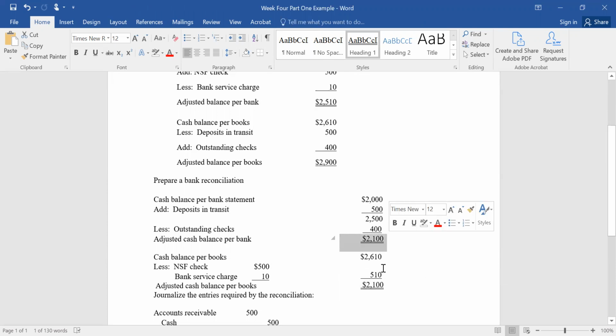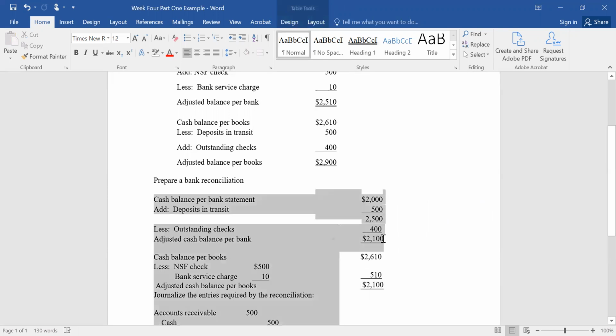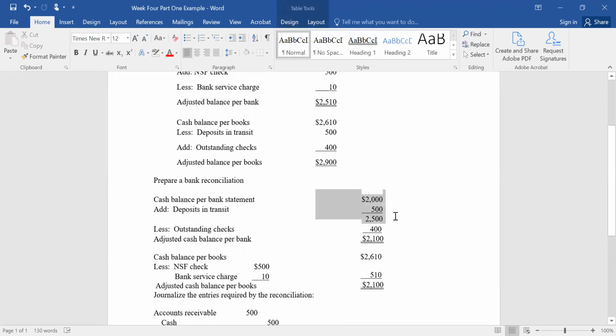So basically, these are balancing, right? And when you're looking at the information for the bank, it's basically things the bank wouldn't know. The bank doesn't know there are deposits in transit or that there are checks that Bob Company wrote that they haven't received yet. And again, looking at it from the company standpoint, they didn't know about the insufficient funds check, and they realized there's a bank service charge, but they didn't record it yet.